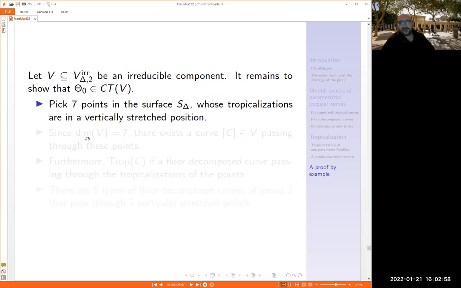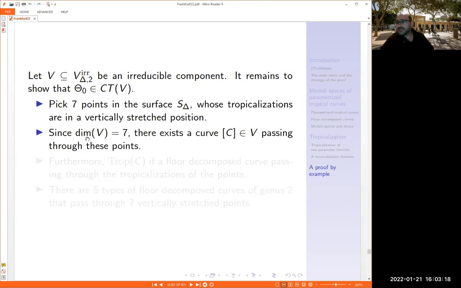To do this, we pick 7 points in the surface, but in such a way that their tropicalizations are vertically stretched. And once they are vertically stretched, this tells me something about the tropicalization of a curve in V that passes through these 7 points. First notice that the dimension of the Severi variety, well, this is a direct computation, is 7, like the number of constraints that I imposed. And my constraints are general. There is some curve C in V that passes through these points.